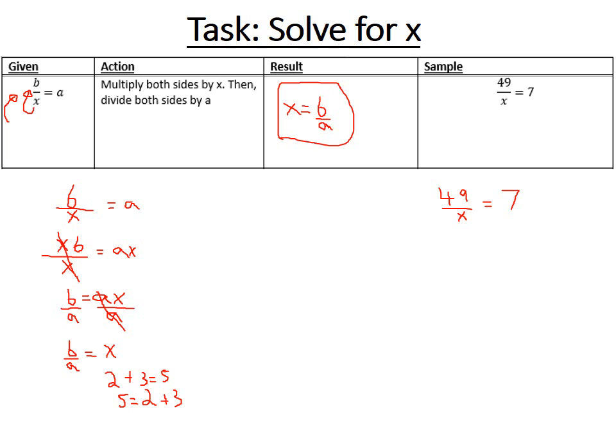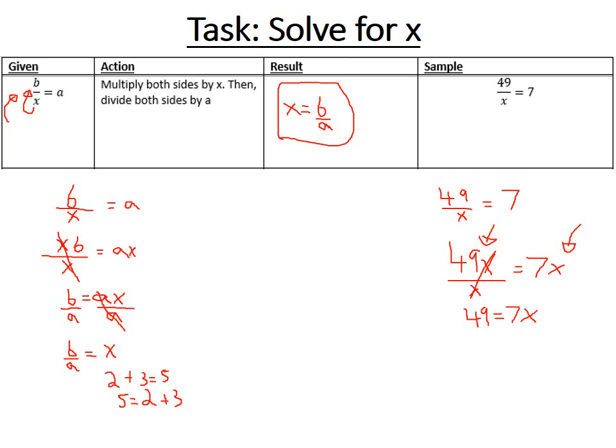So we want to get x on top. So our first step is to multiply both sides by x. So 49x over x is equal to 7x. Again, notice that the x is on top here in the numerator. Now, since I have x over x on this side, that cancels out because it's 1. So I get 49 is equal to 7x. Just to clarify, I can't cancel out the x over here because there's no x at the bottom of that one. You can only cancel out where you have an x on the top and an x on the bottom.